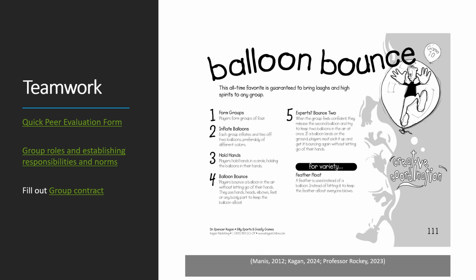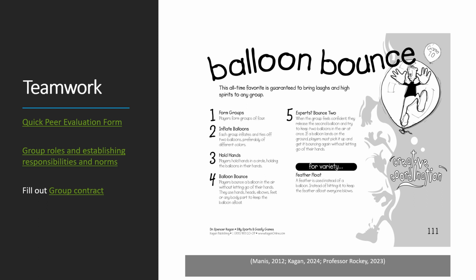Instructor demonstration. Grouping students by skill and ability levels. For this project, they will team build through a balloon bounce. It's basically a game where students will join hands in a circle and bounce a balloon. They have to keep the balloon in the air without letting it fall and without using their hands.